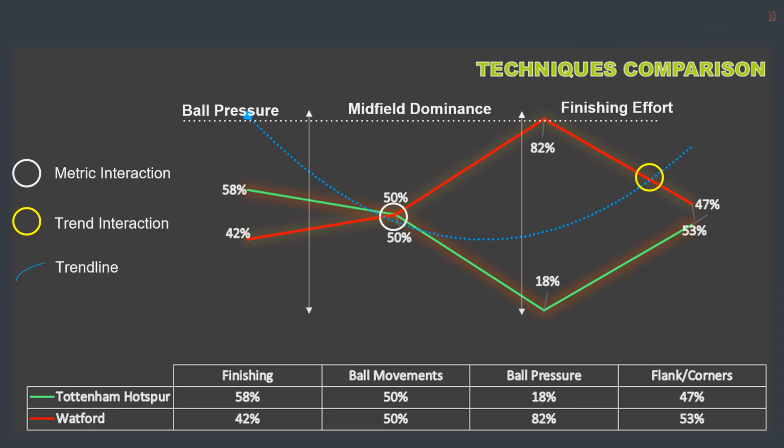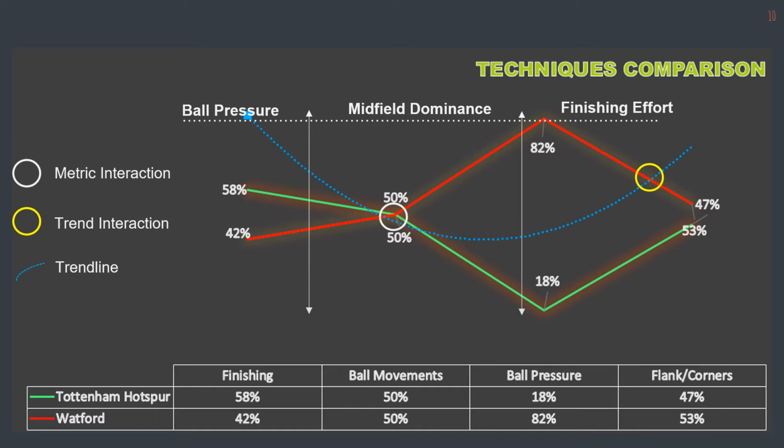We have metric intersection in white and trend intersection in yellow for measuring methods insights. Before we begin, keep in mind that the blue trendline and yellow trend interaction can only coexist in this metric measurement if there is no other interference.